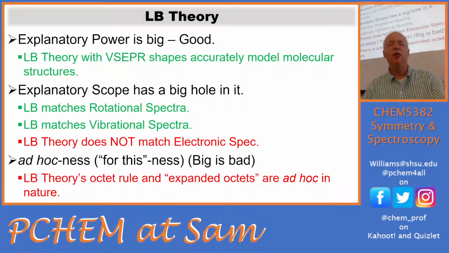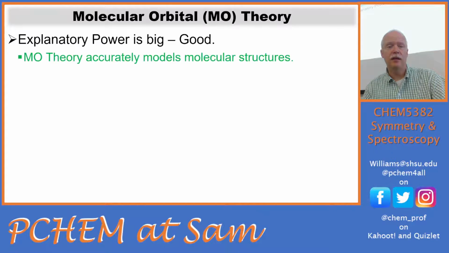So let's look at MO theory. Its explanatory power is big. MO theory accurately predicts the modeled molecular structures. We get really good structures out of Gaussian, and even, you know, we can't do these by hand. I mean, I can't solve for the molecular structure of water by hand using molecular orbital theory. I can give you the shape of it. I can tell you what atomic orbitals are there, but can you tell me the bond length of your hydrogen peroxide?